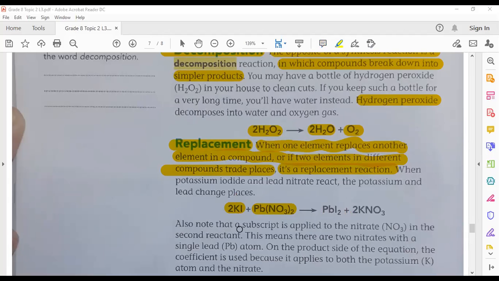Note that the subscript is applied to the nitrate. This subscript 2 is not for lead. It's for nitrate, this group. It is a polyatomic ion, if you remember. Nitrate is called a polyatomic group. It is made up of nitrogen and 3 oxygen atoms. It acts as a whole.